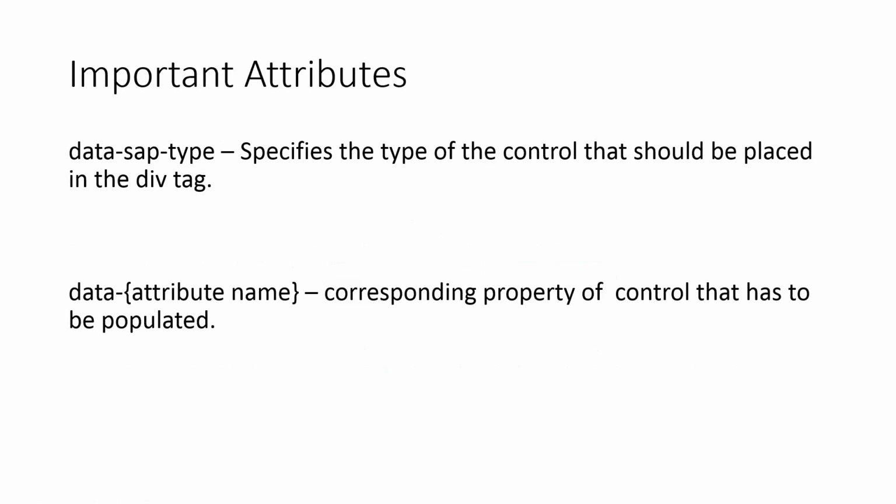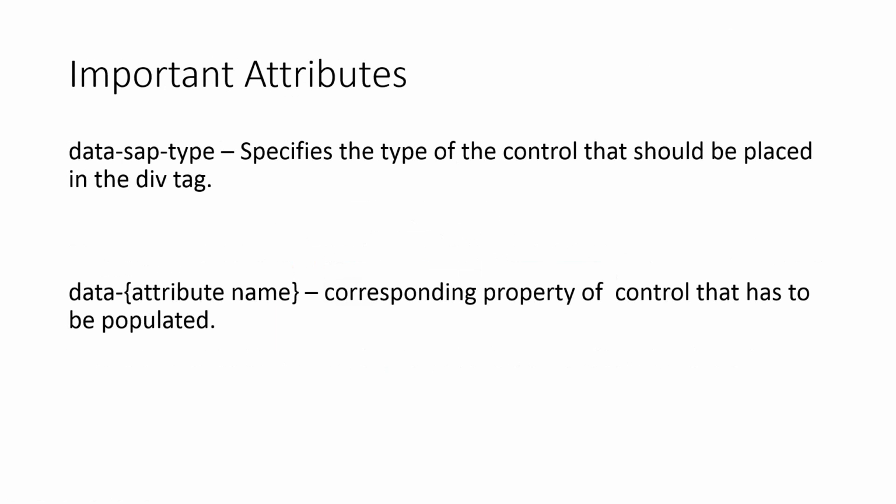Whenever I'm going to specify, there are two important properties actually. One is data-sap-ui-type. Here I have missed the UI part. So the main important attribute is data-sap-ui-type. What this type is going to specify to that particular div tag is that this is the control that you have to instantiate and place in this particular placeholder. That is what this attribute is going to say.